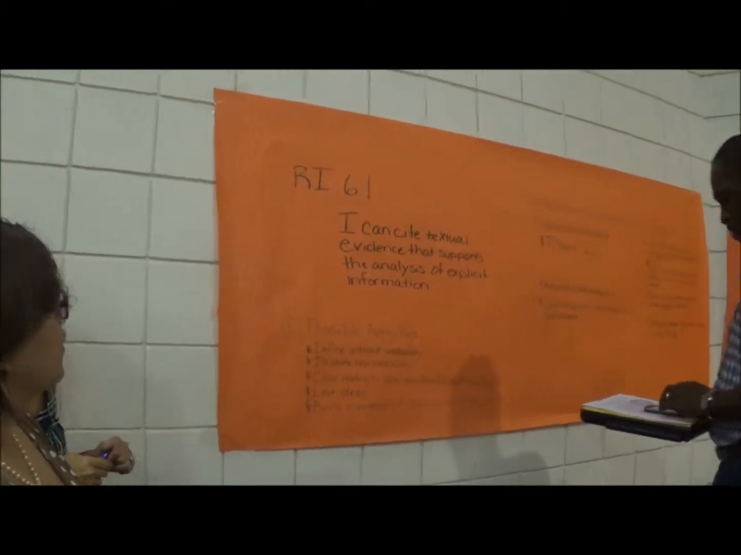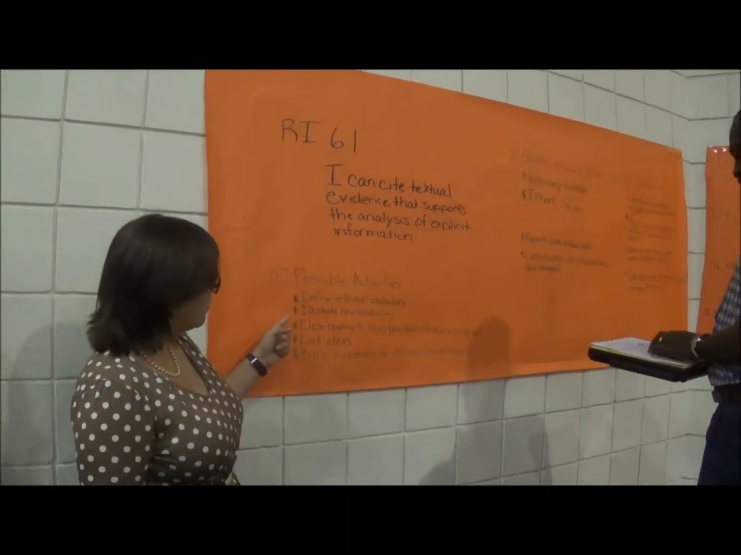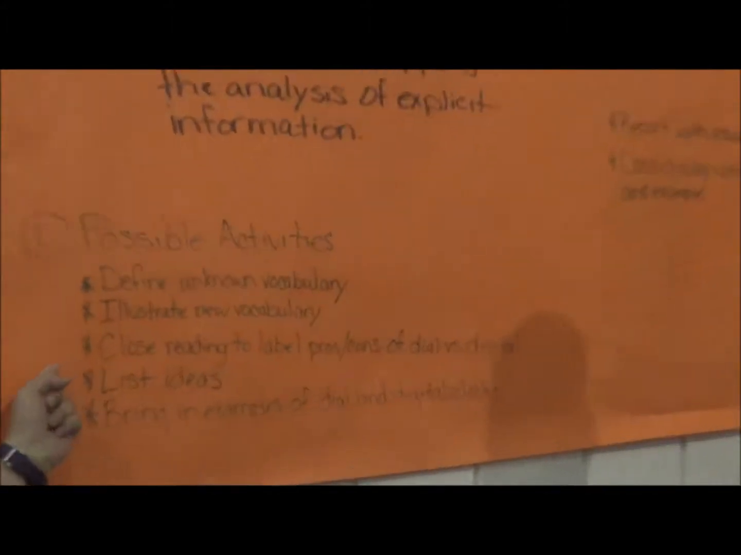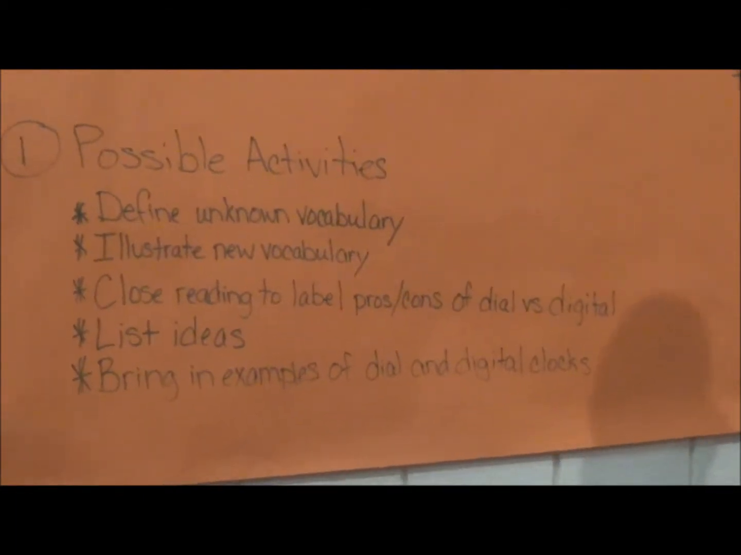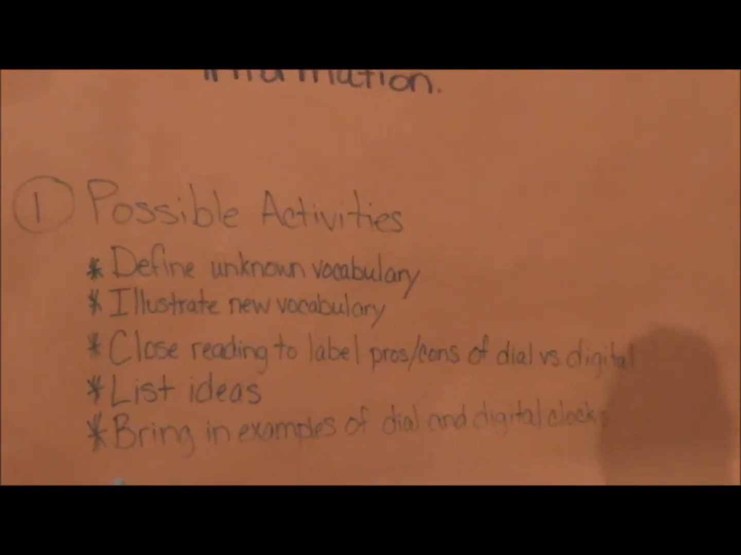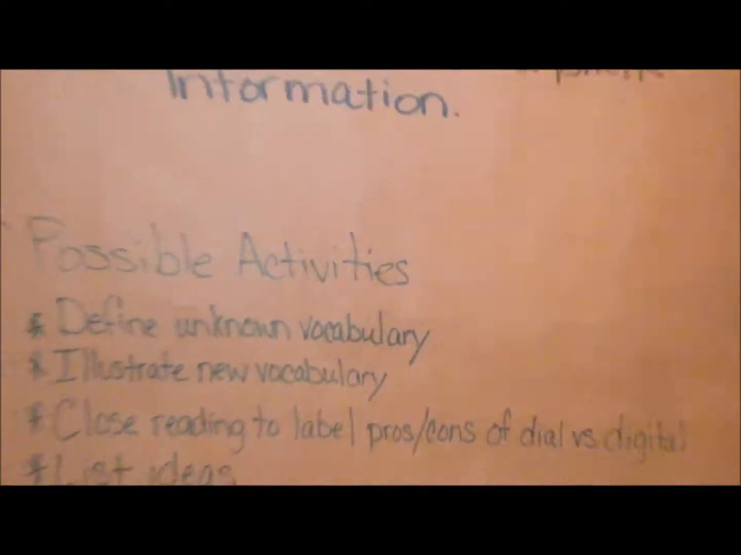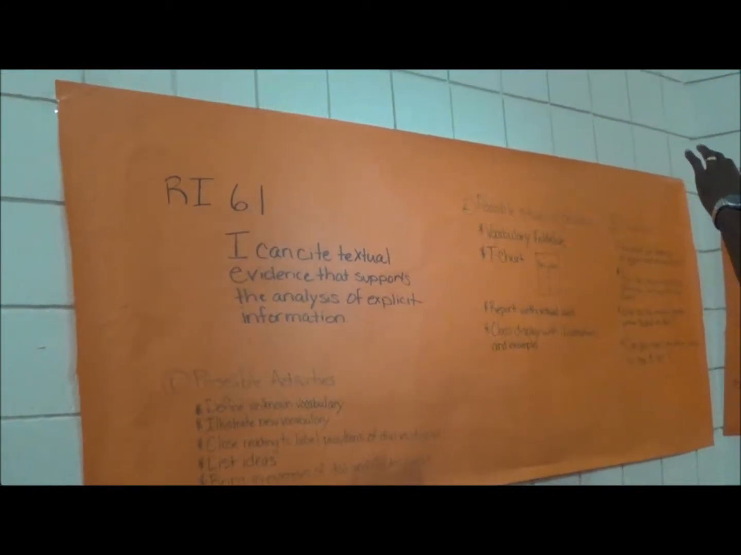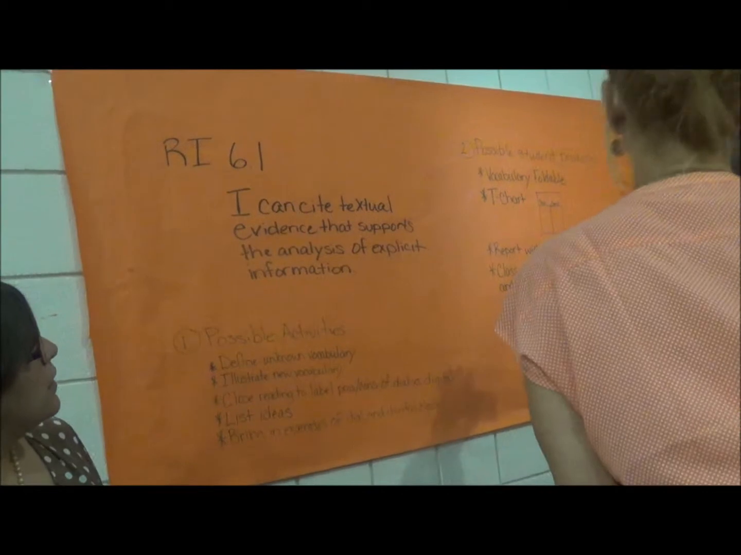Possible activities. I don't know which DOK level it is, but you have define unknown vocabulary, illustrate new vocab, close reading to label the person, list ideas, and then bring in examples and digital clocks, because that's probably DOK 1. Okay, yeah, it's one.